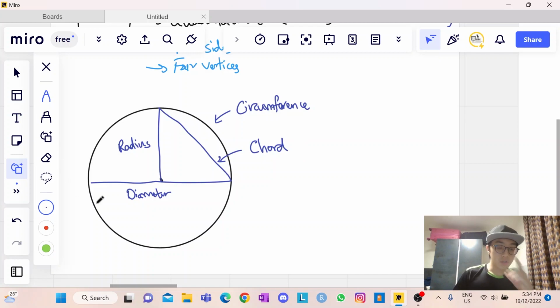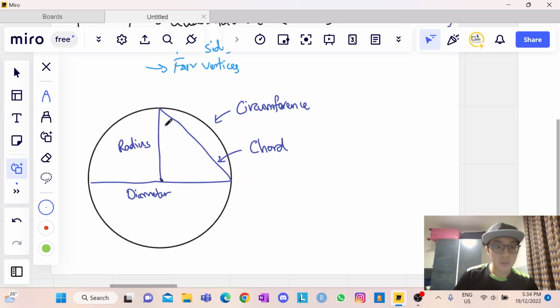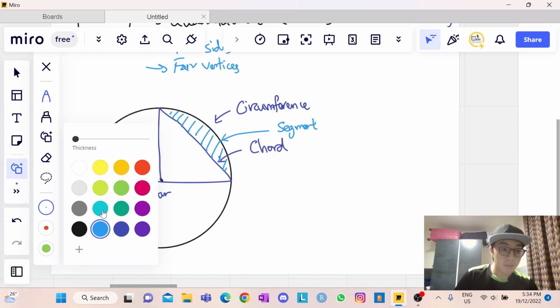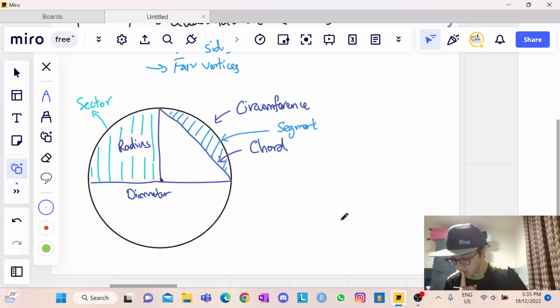Okay, so now we are on to the areas of a circle. So this area right here, okay, I'm gonna use a different color. This area right here is called a segment. Okay, and these big things right here are called a sector. Okay, am I missing anything? Sector, segment, chord, and okay.